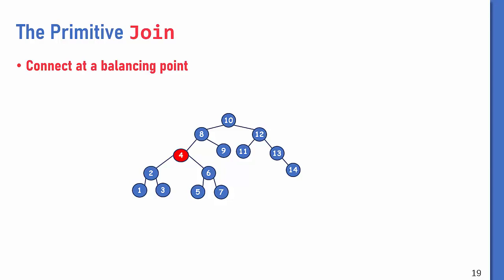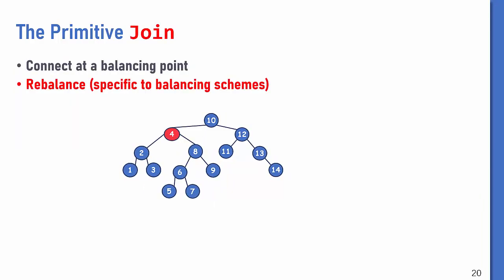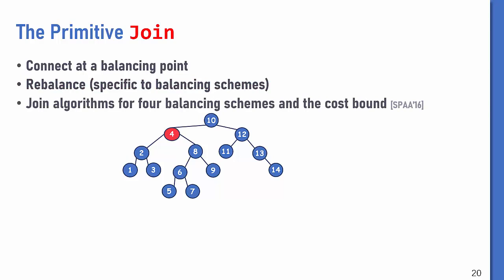So obviously now the subtree at the red node E is balanced, and the tree maintains ordering of all keys properly. However, imbalance may occur at the parent of E, which is node 8 here. In this case, we'll need to use rotations to rebalance it, and the rebalancing algorithm will vary across different balancing schemes. I'll skip the details here, but you can find them in our SPAA 16 paper. Also in our paper we have the cost-bound proof. Okay, that's a high-level idea of the join algorithm.